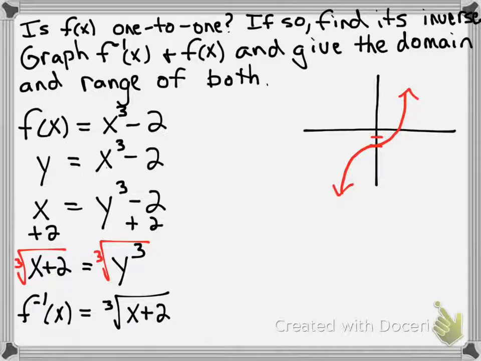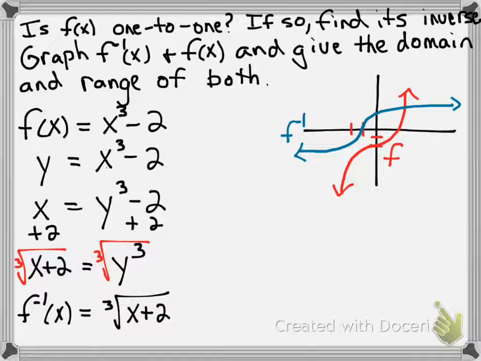That's a cube root that has been shifted left twice. So it's going to start here. Well, let me get that a different color. Start here, cross here. Okay, so that is f inverse. And this other one is f.